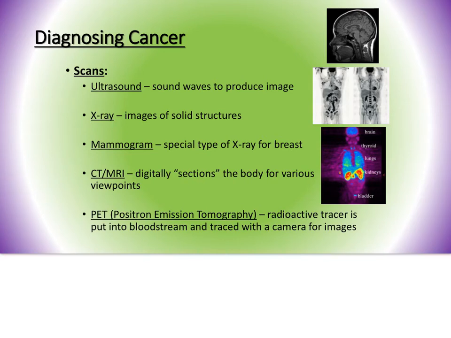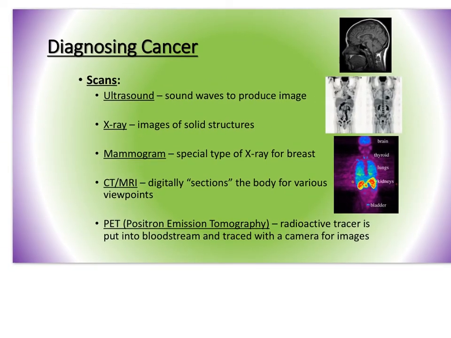CT and MRI are unique because they sort of digitally section the body. So they digitally, like with a computer, slice you up into a bunch of different slices. And then you can look at each slice. And it gives you almost an interior look at structures of the body. So this up here is an MRI of the head from the side here. And it's just like we can look inside there almost using this type of scan. So these are going to give you really nice detailed images.